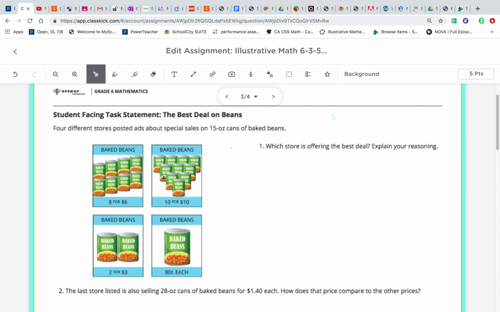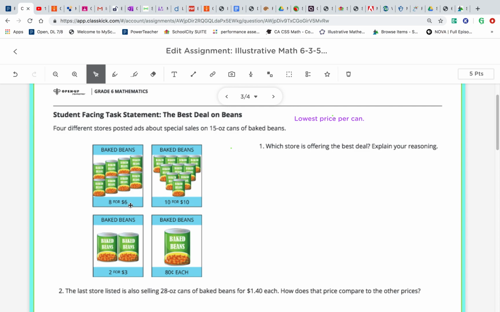If the store with the best deal is a long way away, then it still may not be the best deal after all, even if it's the cheapest price, because it's going to be a difficult process to get to the store. So there are other things to consider, but for this case, what we're actually getting at is the lowest price per can.